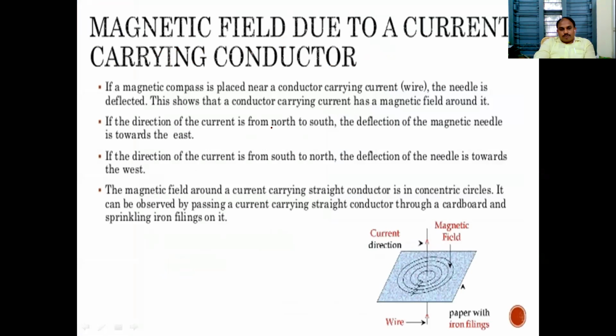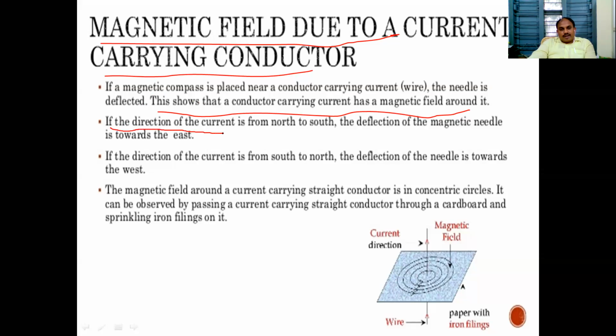A current carrying conductor produces a magnetic field around the conductor. Every current carrying conductor produces a magnetic field. If a magnetic compass is placed near the conductor carrying current, the needle is deflected. This shows that a conductor carrying current has a magnetic field around it. Very, very important point.